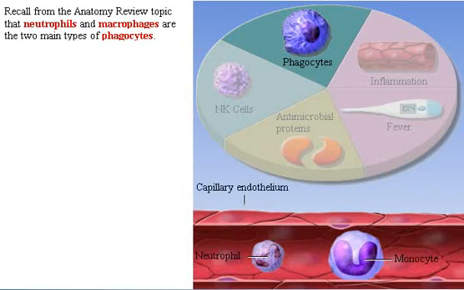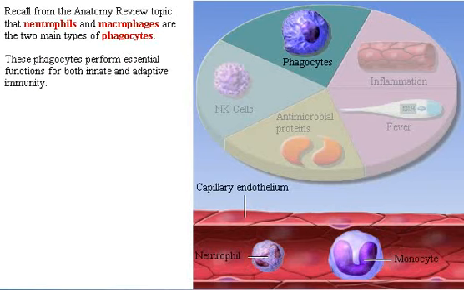Recall from the anatomy review topic that neutrophils and macrophages are the 2 main types of phagocytes. These phagocytes, considered part of the innate defenses, perform essential functions for both innate and adaptive immunity. Let's examine these remarkable cells in more detail.